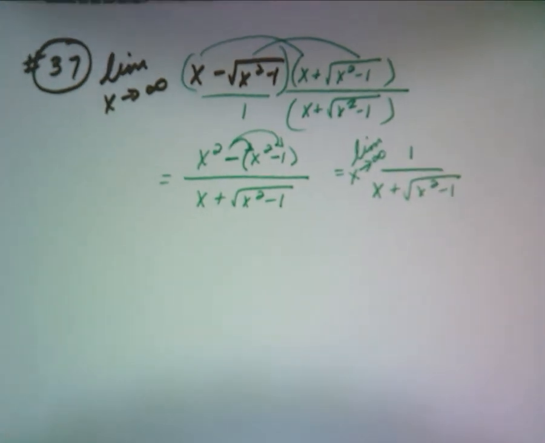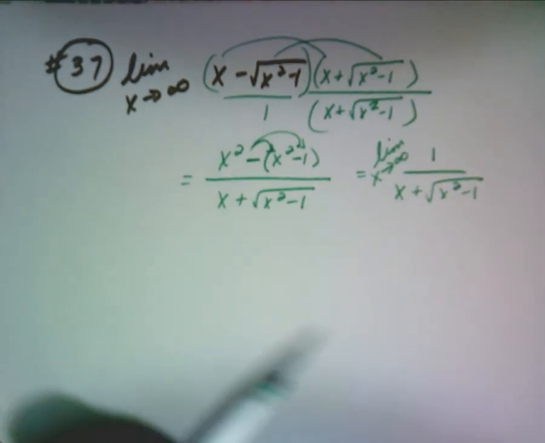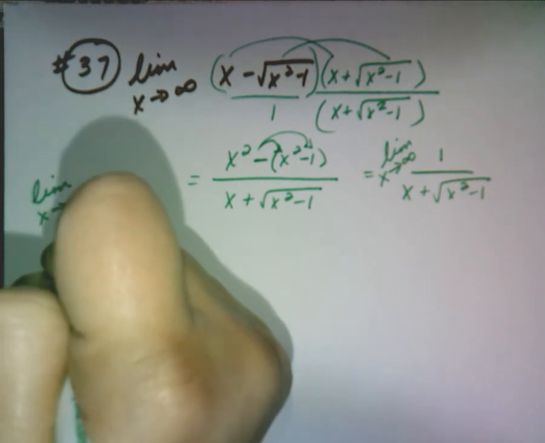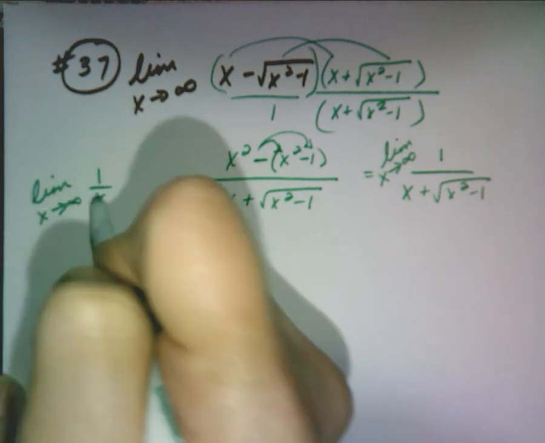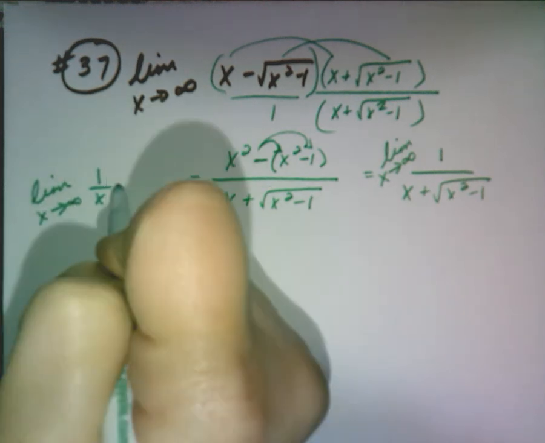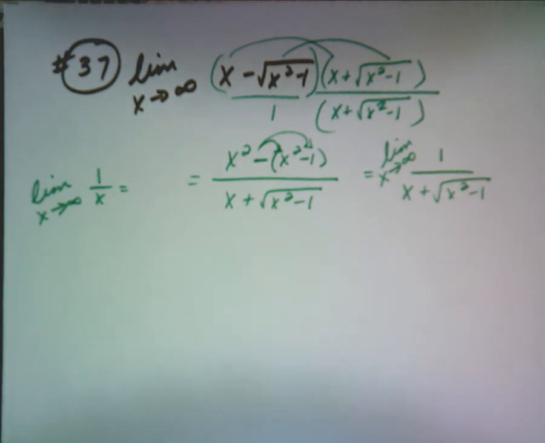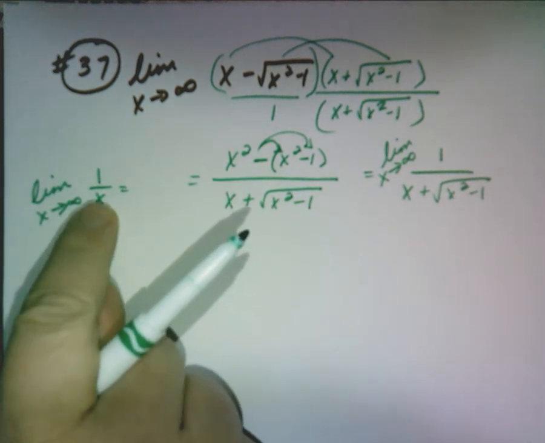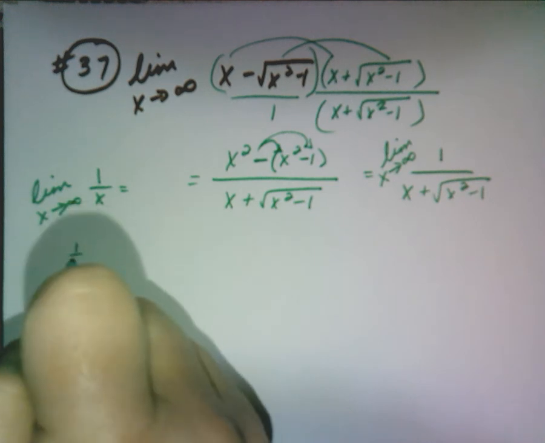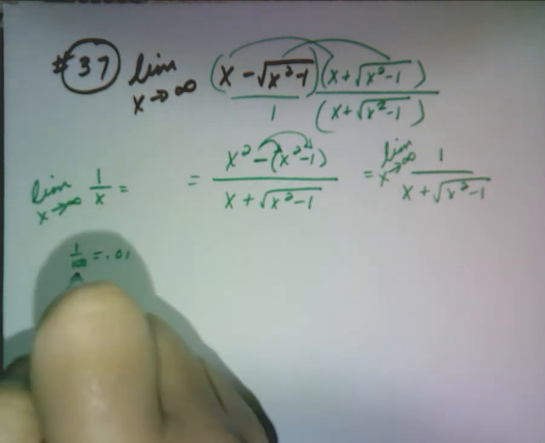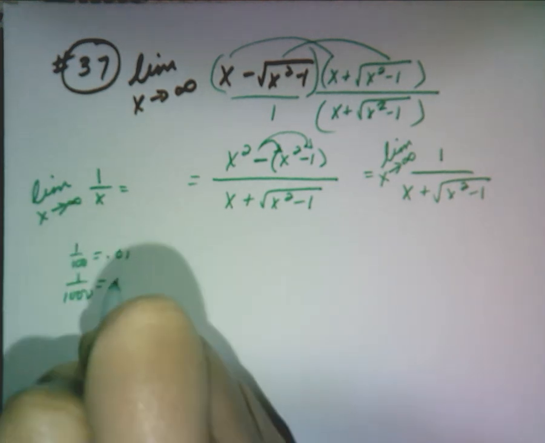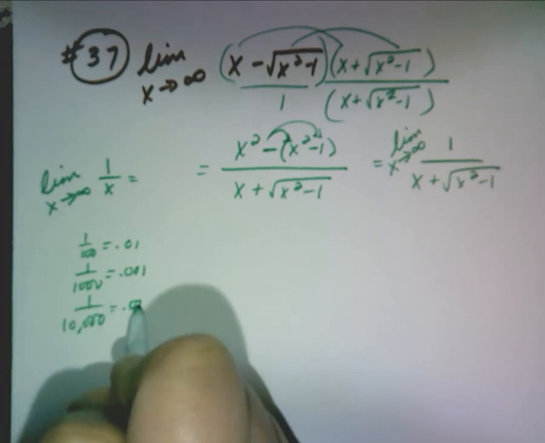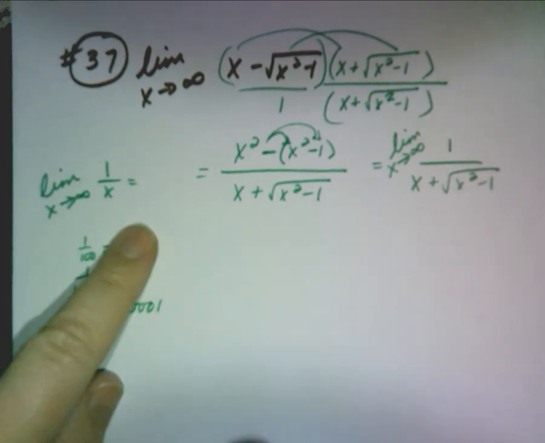Well, this might be a rule that you have forgotten, so I'm going to make you write it on the side. There was a rule that we had that said this: the limit as x goes to infinity of 1 over x. Do you remember what that became? So think about it logically. As x gets bigger, 1 over 100, what's 1 over 100? 0.01. What's 1 over 1,000? 0.001. What's 1 over 10,000? So where am I going closer to?